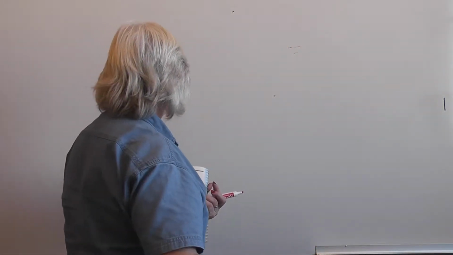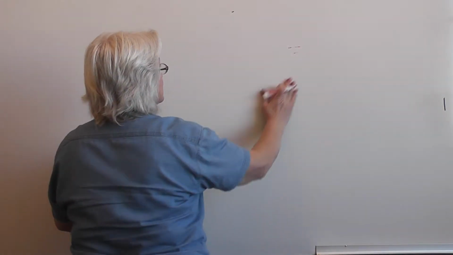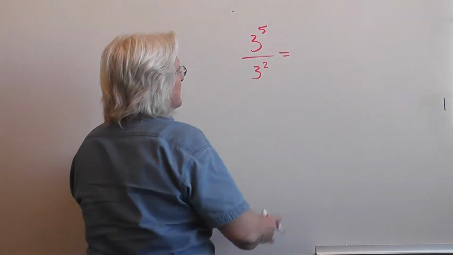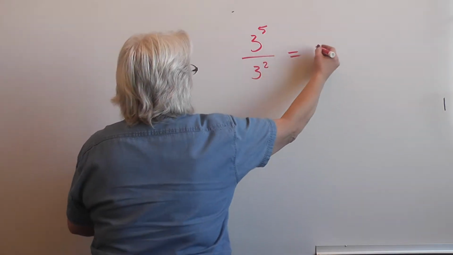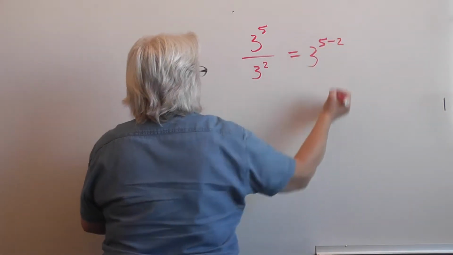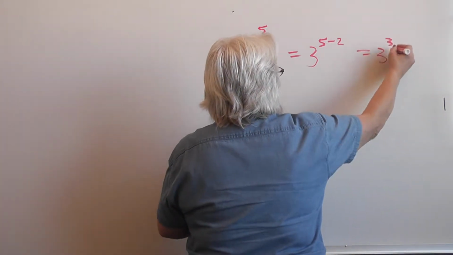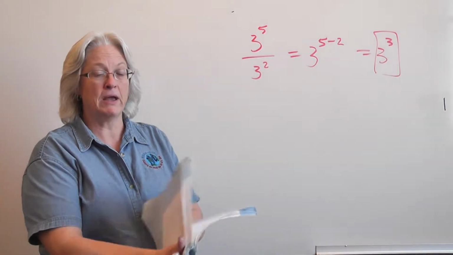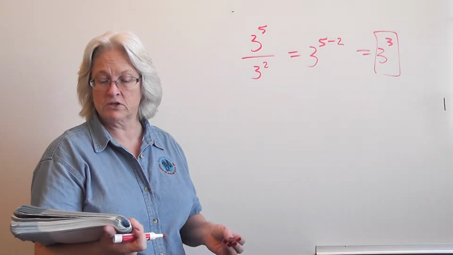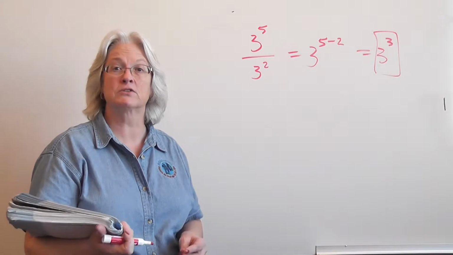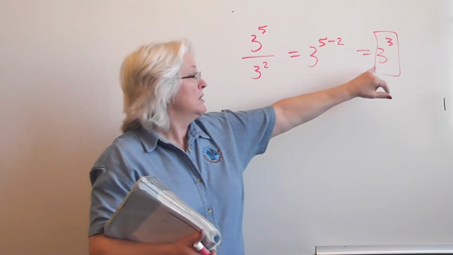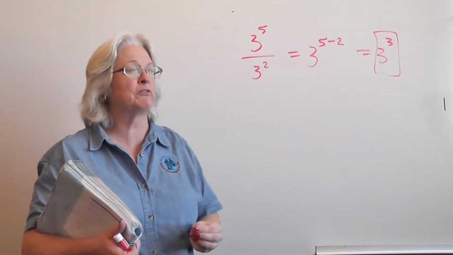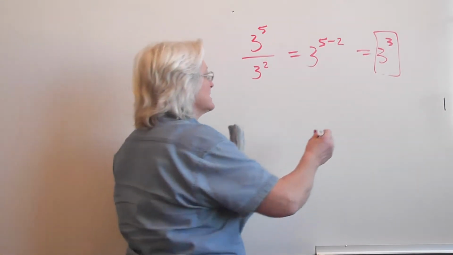It says simplify 3 to the 5th divided by 3 squared. I just did that same problem, except I used 2 to the 5th divided by 2 squared. So that becomes, you keep the base and you subtract exponents, 3 cubed becomes your answer. Now, you may have later on, write each expression without exponents, simplify if possible. When they tell you to simplify, they want you to not leave this as 3 cubed. Just actually give me a real number for that. 3 times 3 is 9 times 3 is 27.